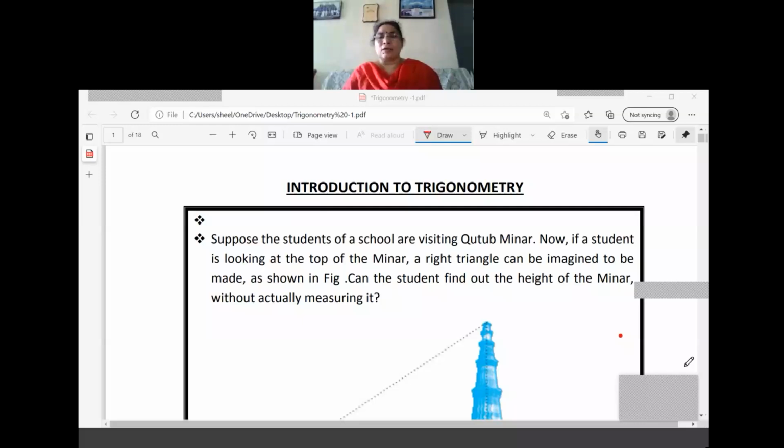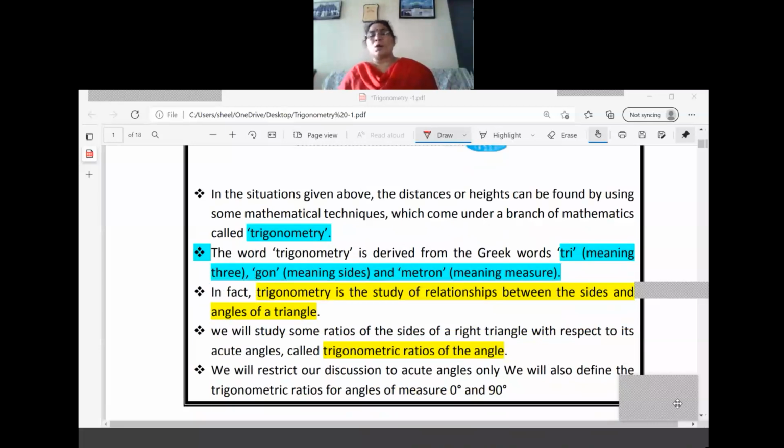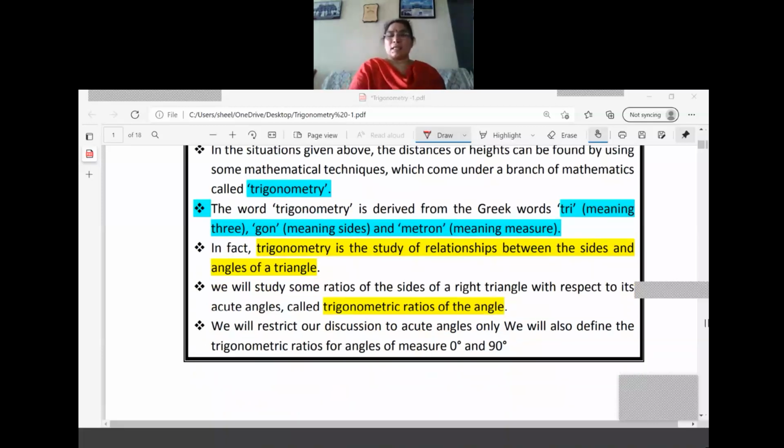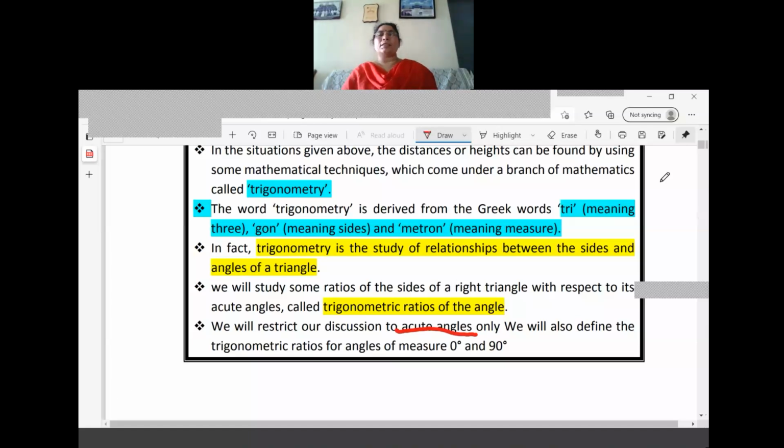As you know, in a triangle, if one angle is 90 degree, naturally the other two angles sum to 90 degree. See, the sum of all the angles of a triangle is 180 degree. One angle is 90 degree because we are dealing with the right triangle here. So naturally the sum of the remaining angles is equal to 90. That means both are acute angles. That is why we are restricting our discussion to acute angles, and we also define the trigonometric ratios for angles of measure 0 and 90 degree, right?